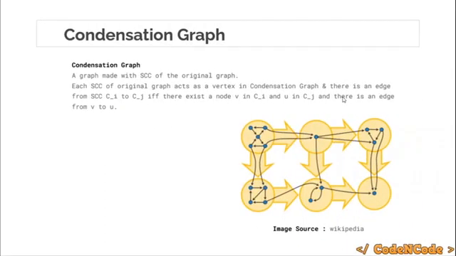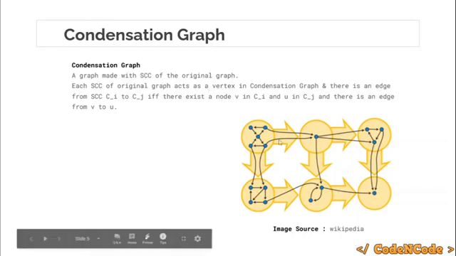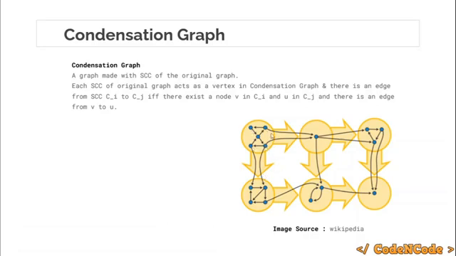Now the important thing about Kosaraju's algorithm: to understand it in detail, and for the proof, you must know about the condensation graph, because this helps us prove why Kosaraju's algorithm actually works. So what is a condensation graph? A condensation graph is a graph made up of the strongly connected components of a given graph. For example, here you see the blue dots represent the vertices and the black edges represent the edges of the original graph.